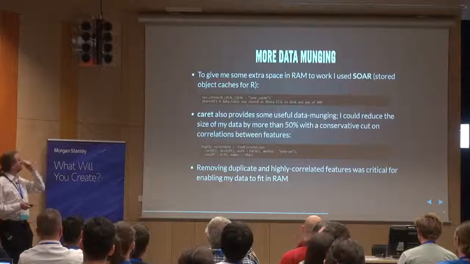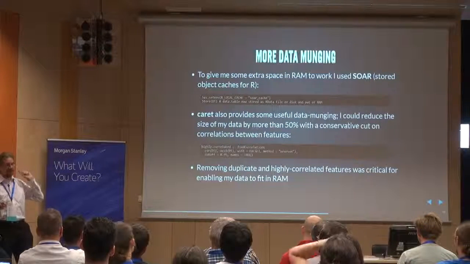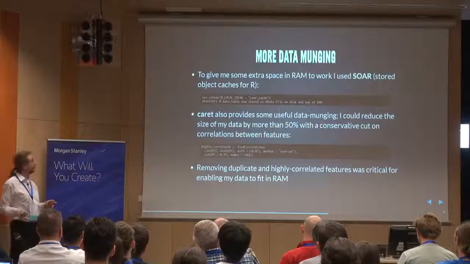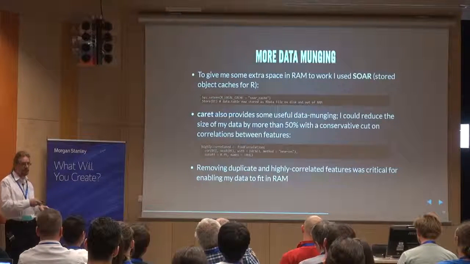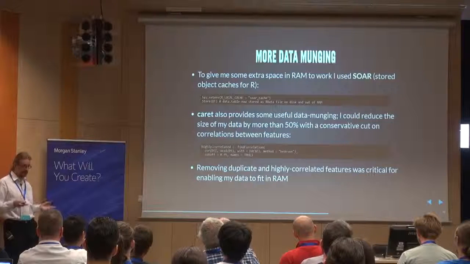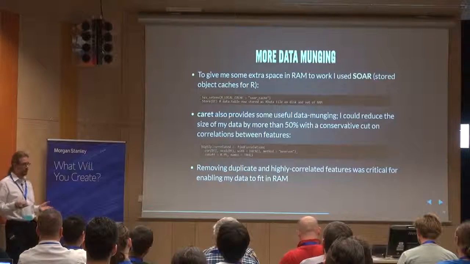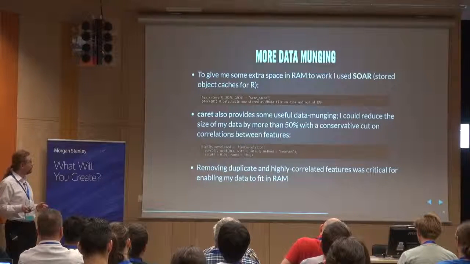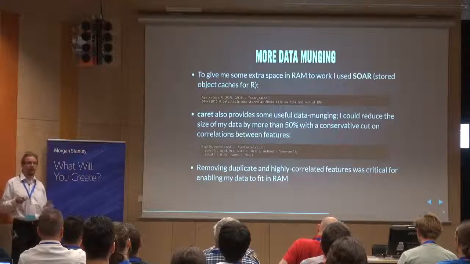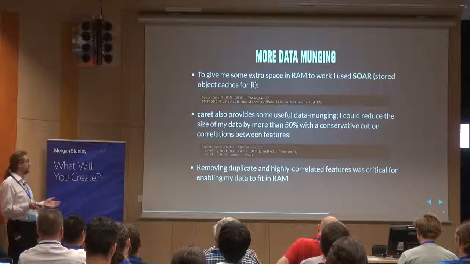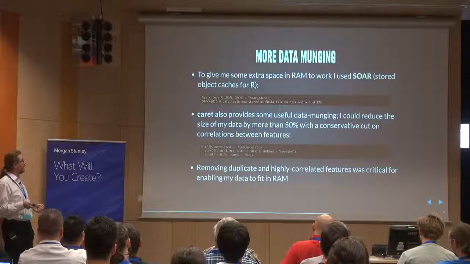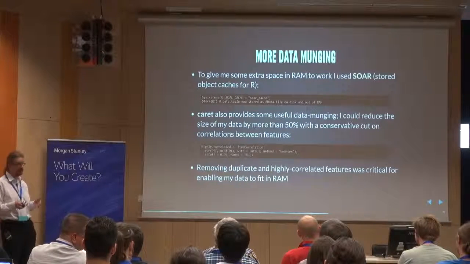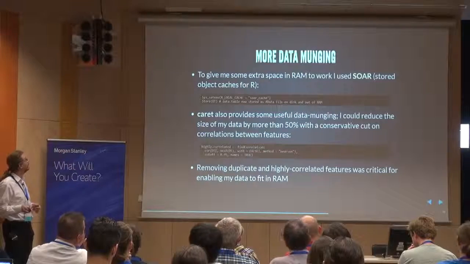Great, okay. So SAW, this is a really nice package, but I don't know if many people know about this. This allows you to cache objects on disk, and it frees up memory. So this really helps you stop running out of memory space. I use Caret for a lot of things, for a lot of data munging, so you can do things like apply a cut on correlation between features, and this really slims down the feature space quite considerably.